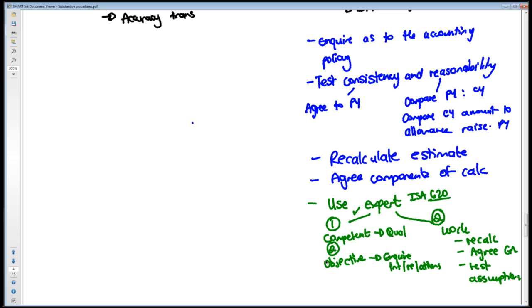Go have a look. It spreads it out like this for you guys, so you should be able to see, test the competence objective, and then the work of that expert. Okay, so that is my valuation.